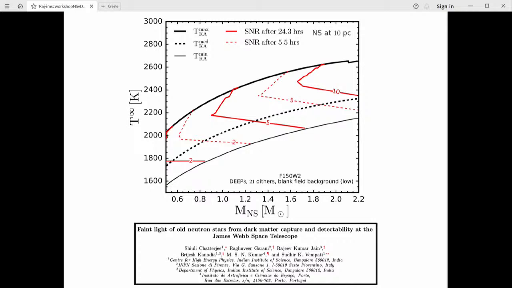These curved jagged lines are basically the SNR. So this is 2 SNR, 5 SNR, 10 SNR, for a neutron star at 10 parsecs. So that's the constraint that you can set.